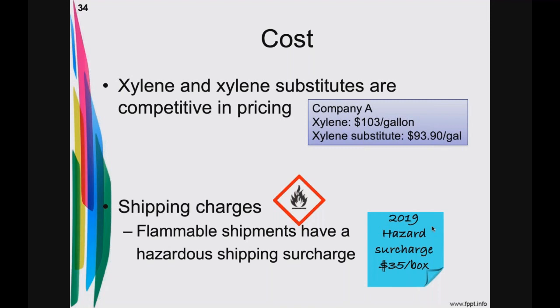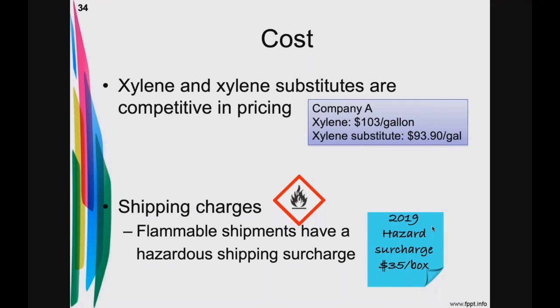Shipping charges: if you're dealing with an aliphatic xylene substitute that's flammable, you're still going to have the same flammable charges that you have with xylene. If you pick an aliphatic hydrocarbon or a xylene substitute that is not flammable, look at the savings that will be. Right now, to have shipped UPS, FedEx, it costs $35 per box as a hazard surcharge. Now, if you say, okay, well, I've got company A who's got their own truck, they're not going to charge me that hazard surcharge.